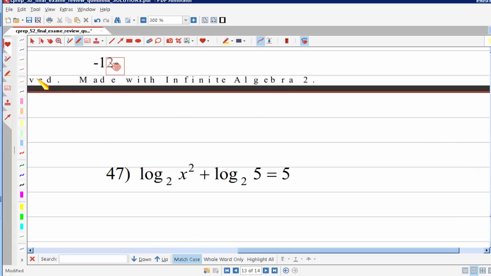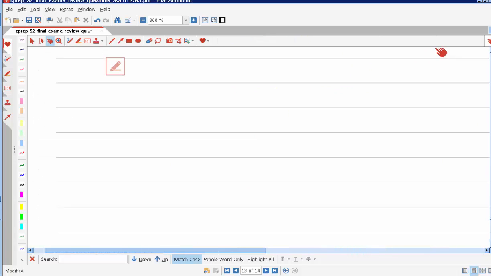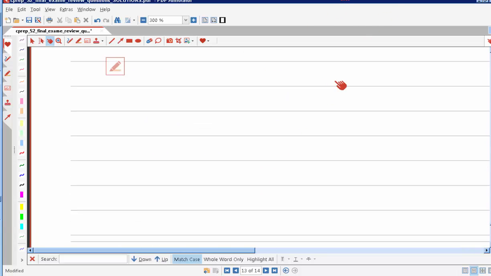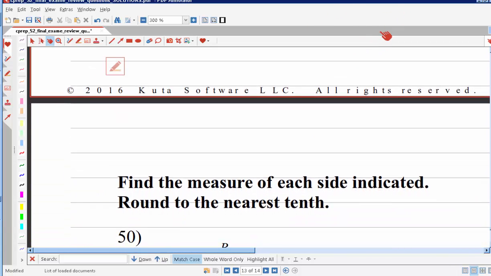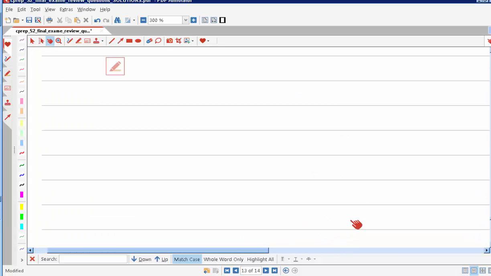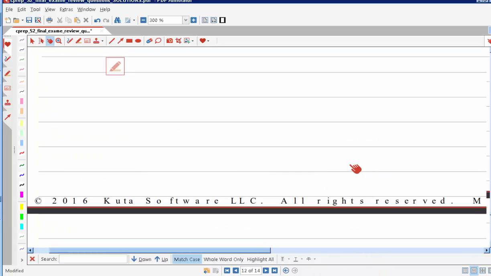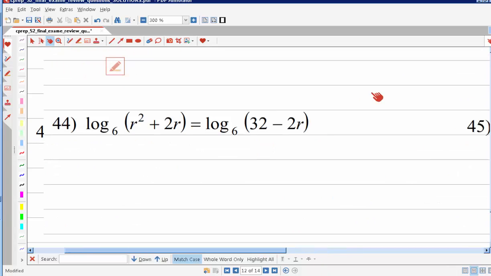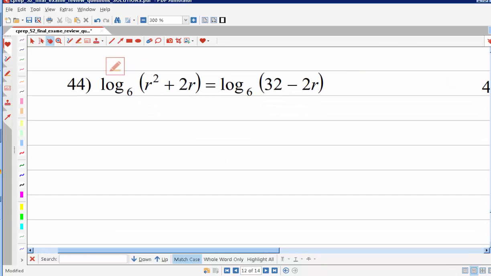Oh, and I still have a few more log equations. Ugh, there are no end to these. Alright, I'm going to try to go through them as quickly as possible. Ugh, there's a lot of them. Alright, I think I'll pause and start a new screencast with problem 44.